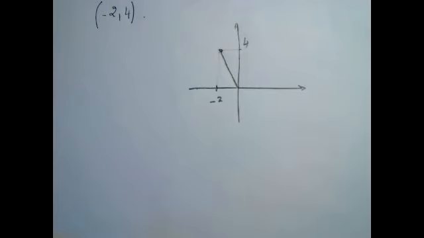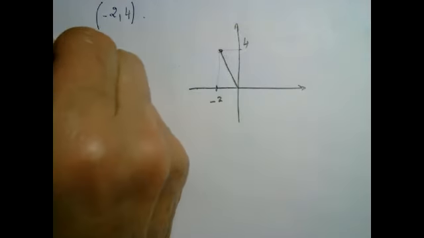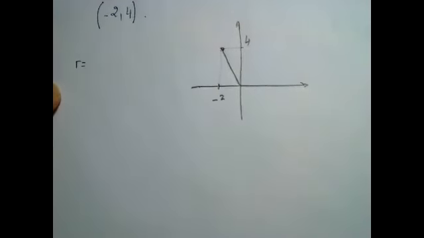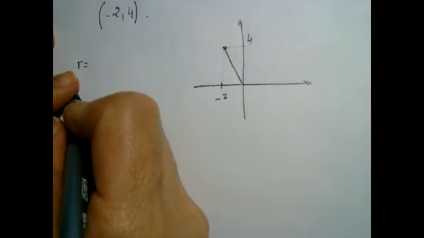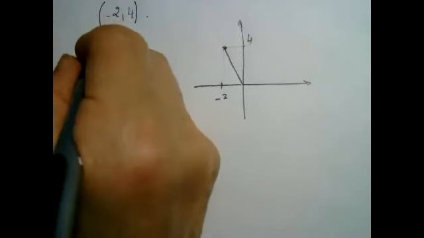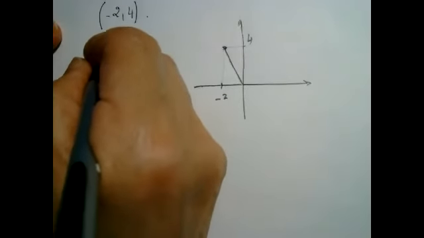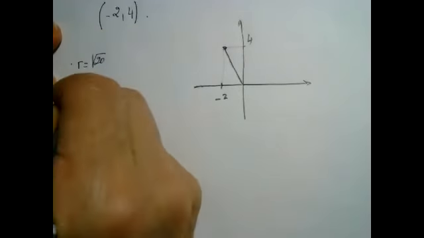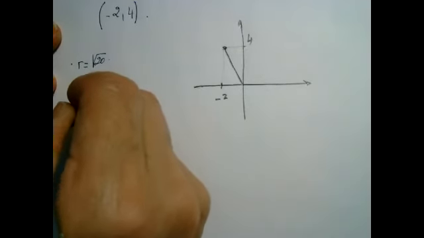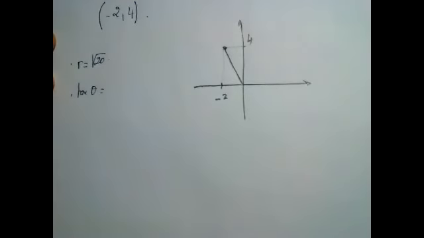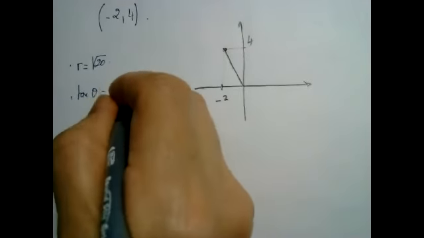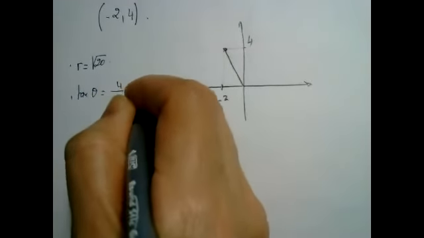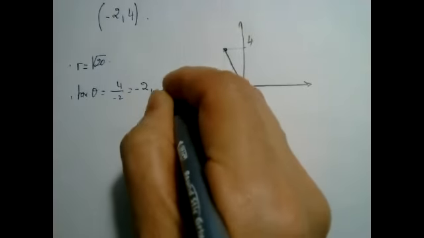So what is the R? Square root of 20. Nothing changed. It's exactly like before. Now, what's tangent of theta in this problem? It's the y over the x, right? Yes. Y is 4 over -2. It's equal to -2.